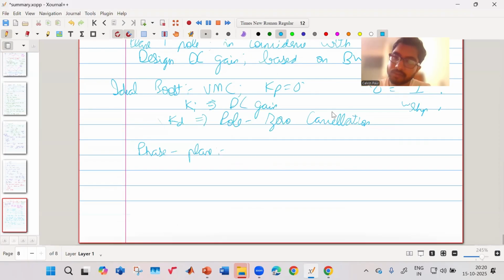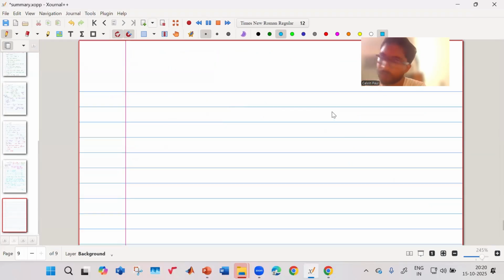Phase plane is, you have your inductor current, you have your output voltage. This is how your trajectory will look in steady state. Right? Okay. Before this, let us see what is known as eigenvalue, eigenvector.